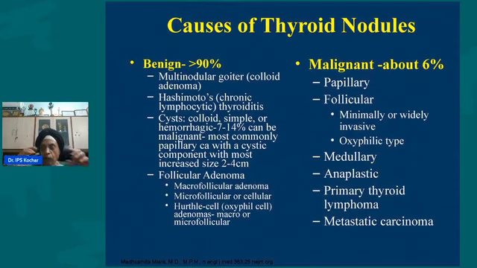But if you do get a nodule in a pediatric patient or otherwise, you must work it up properly before saying it is benign, because malignancy can be more commonly seen in the pediatric age group, whatever nodule you find. So malignant is about 6%: papillary, follicular, minimally and widely invasive, oxyphilic type, medullary, anaplastic, primary lymphoma, metastatic carcinoma, and all these others. So you will have benign versus malignant.